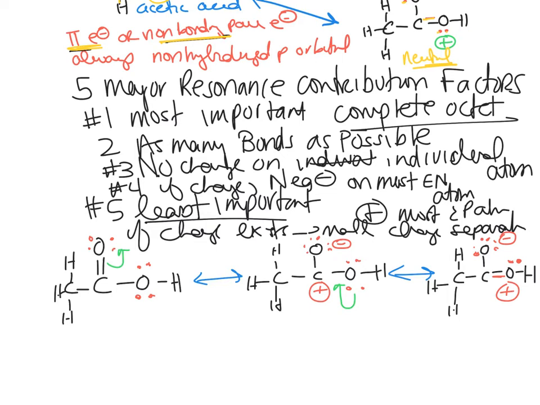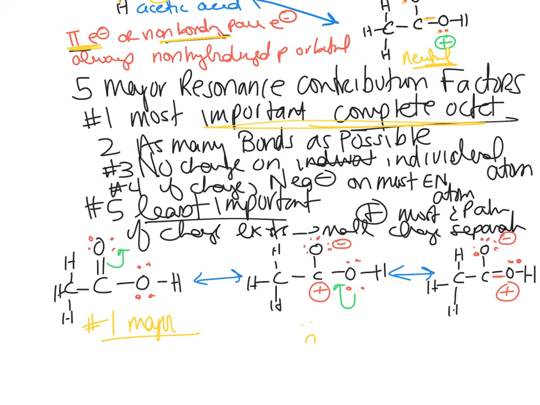All right. Now, the most important is a complete octet. So oxygen, hydrogen, carbons, these all have a complete octet. These do not, okay? Because the carbon does not. So this would be your number 1 major resonance contributor, okay?